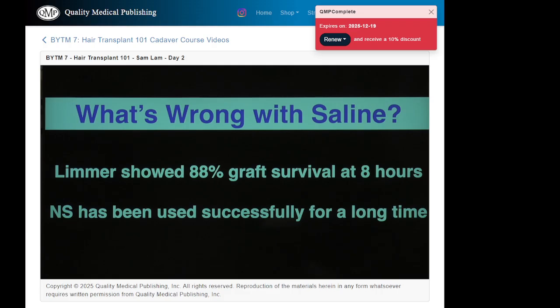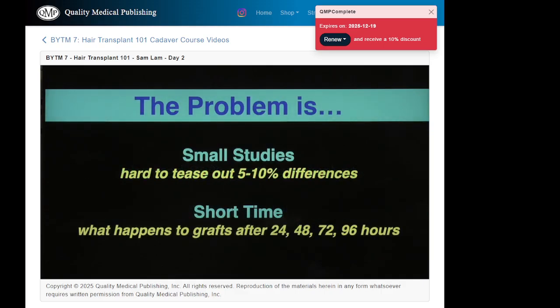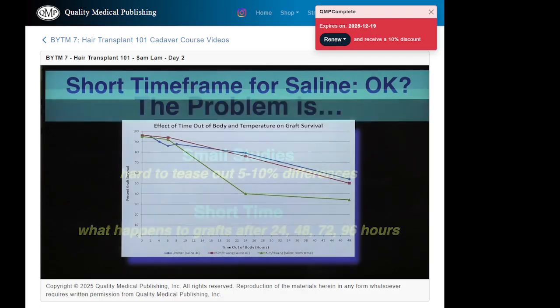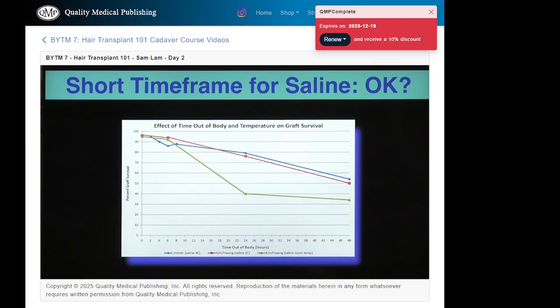And I'm going to talk to you about, especially for the beginners, why these fancier storage media may actually be even more appropriate for the beginner. And we're going to cover that as we go forward. So the real problem with saline is that these are small studies trying to tease out small differences, and they're short time frames versus grafts that are over a longer period of time. So what happens when we look at a short period of time? Is it okay? Yes, but as we start to extrapolate that time longer, you can see that the saline arm starts to drop precipitously quite quickly.